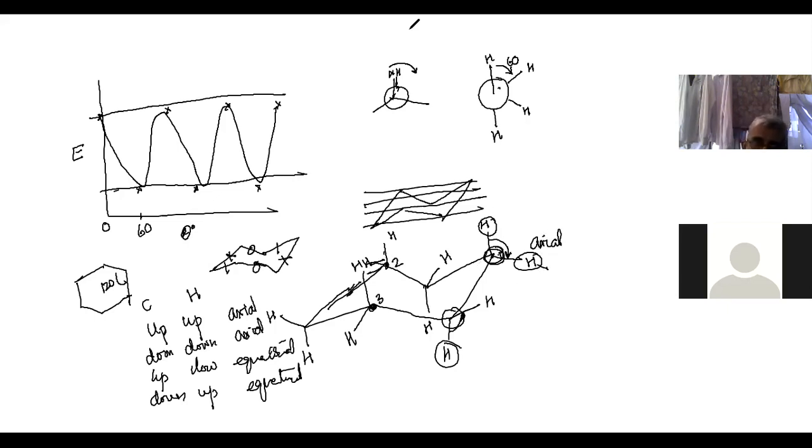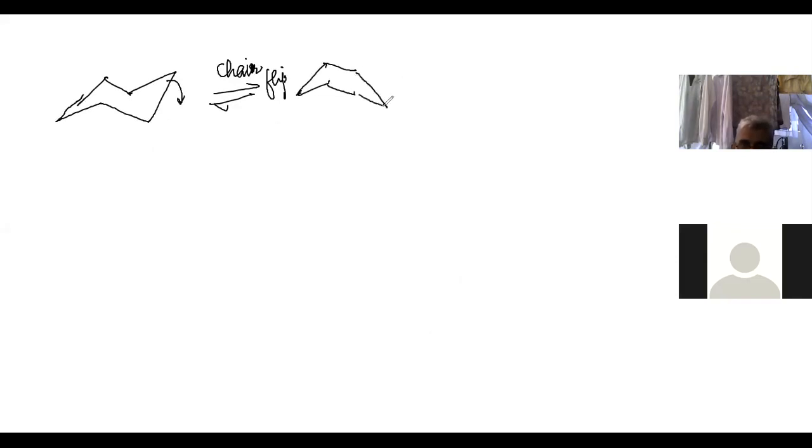Now, the chair form of cyclohexane can undergo a process known as chair flip. What is the meaning of chair flip? This carbon can come down, so you will get a figure something like this, and this carbon can go up. See this. So this process is known as chair flip.